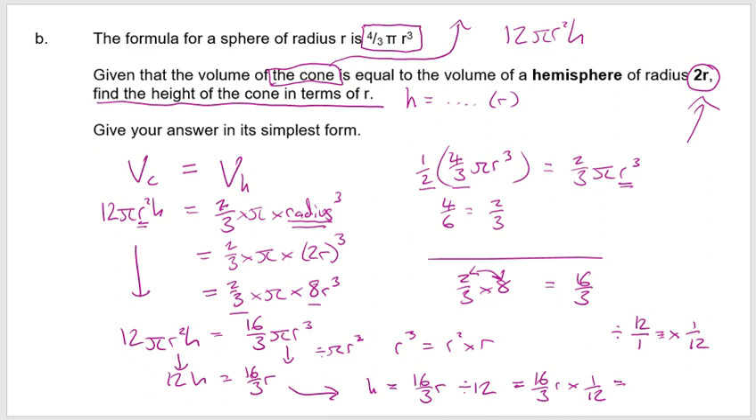Let's bring those two fractions together, so times the top times the bottom. So that is 16/3 times 1/12, which is 16/36 r. And finally, simplifying 16/36, divide top and bottom by 4, gives us 4/9 r, and that is our final expression for question 7 part B.